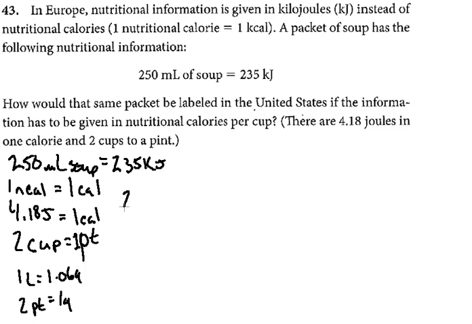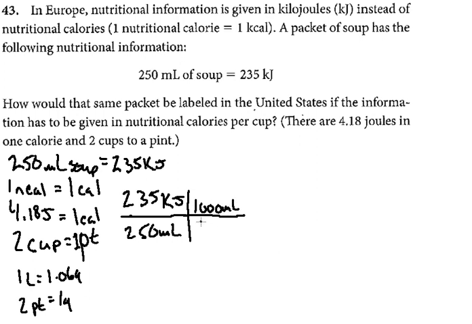We're going to go from 235 kilojoules per 250 milliliters of soup. So our goal is to get this into food calories per cup. That means we've got to convert kilojoules and milliliters. So our first step, it doesn't matter which you do first. I just happen to solve this one solving for milliliters into cups first. So we know that there are 1,000 milliliters in 1 liter. And that'll get rid of the milliliters.